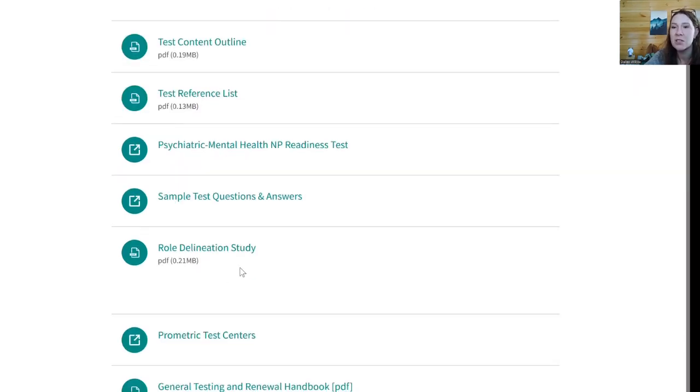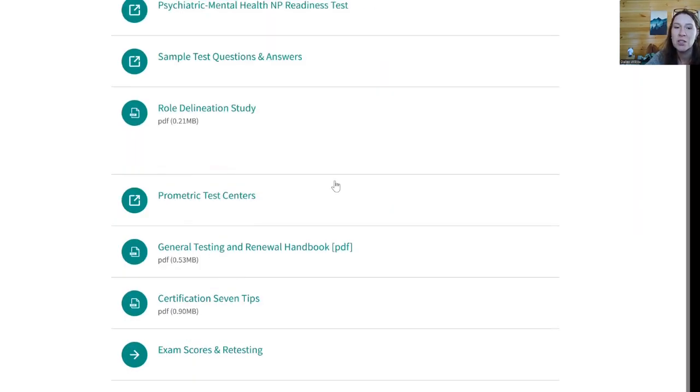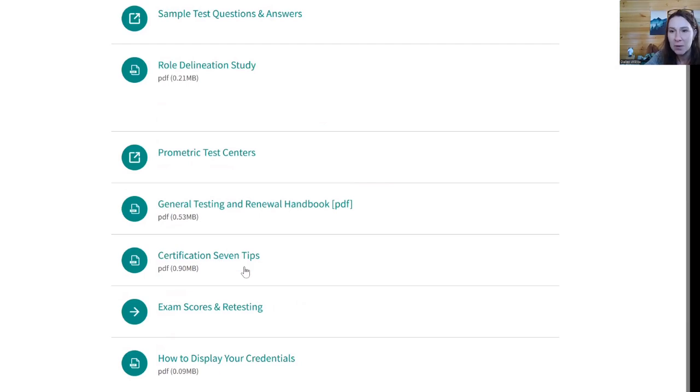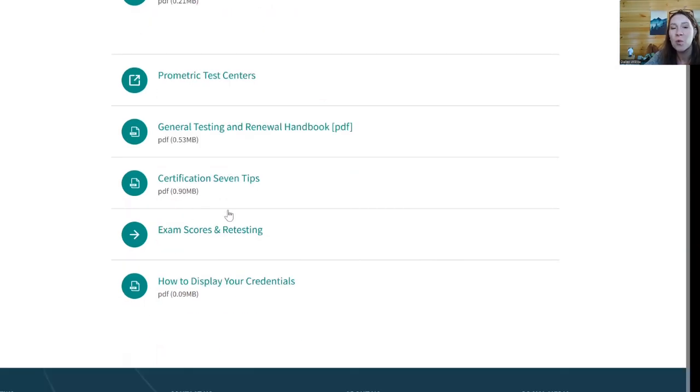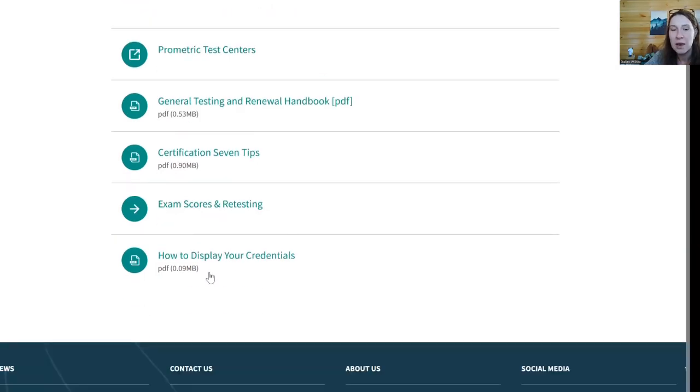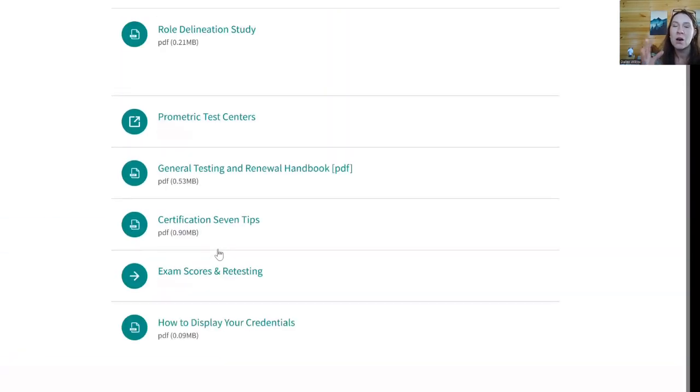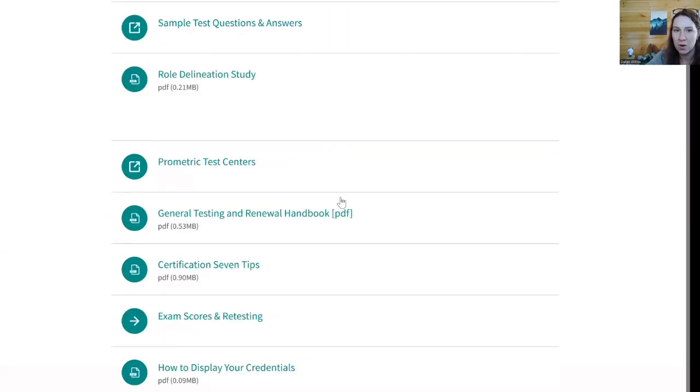There's just so much. The test centers, the handbook, 7 tips for certifying, your exam scores and how to retest if you need to, how to display your credentials. All of this is so very important.